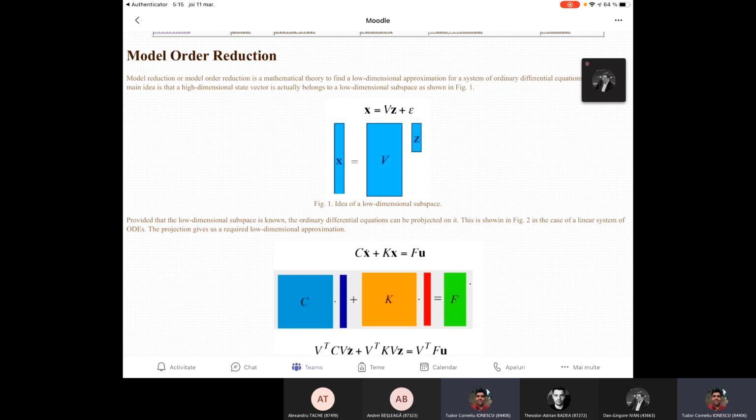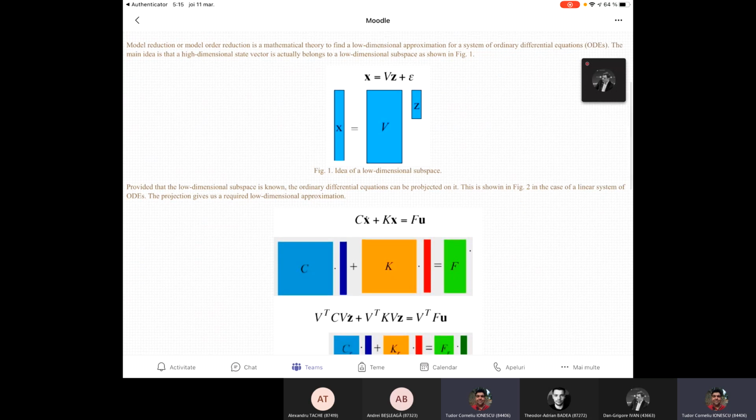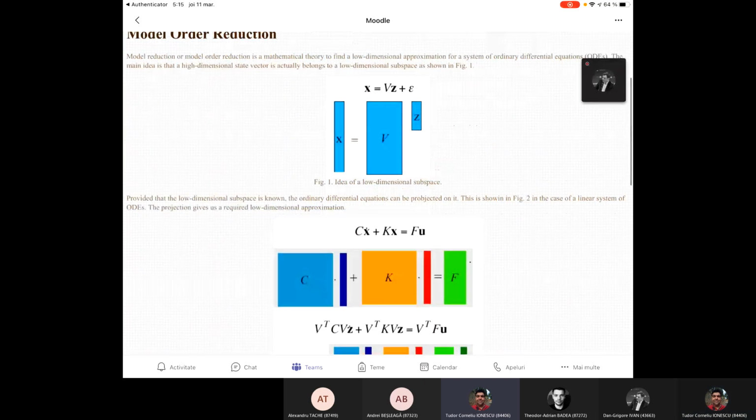So model reduction, or model order reduction, is a mathematical theory to find low-dimensional approximations for a system of ordinary differential equations, it says here. The main idea is that a high-dimensional state vector actually belongs to a low-dimensional subspace, as shown in figure 1. So this is the V I showed you a few minutes ago.